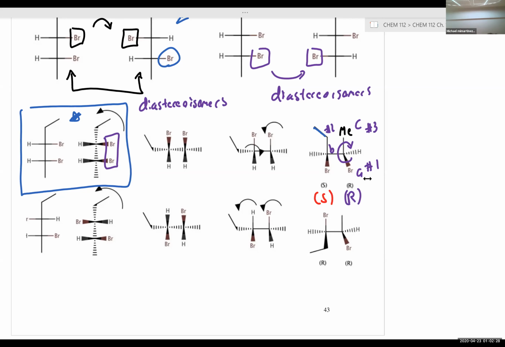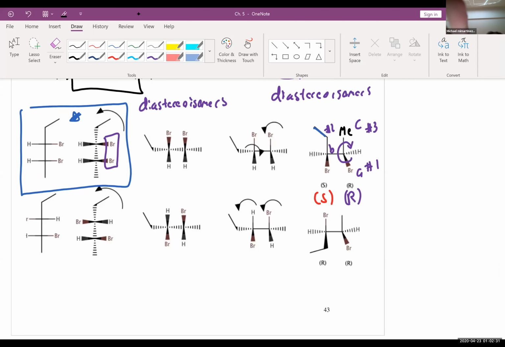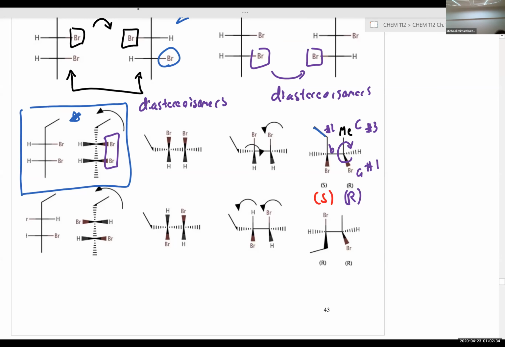Now, here's the cool part. This is the reason why I like Fischer projections so much, because they save us so much time. Okay, if we compare these two structures, we know initially we have assignments of S and R. If I flip my first stereocenter, if I change the relative position of my bromine, a priori, without doing any rotation, what will happen to the configuration at this top center? Will it be S or R if we change the position of the bromine? What will the configuration be at this first carbon? Will it now be R or S?